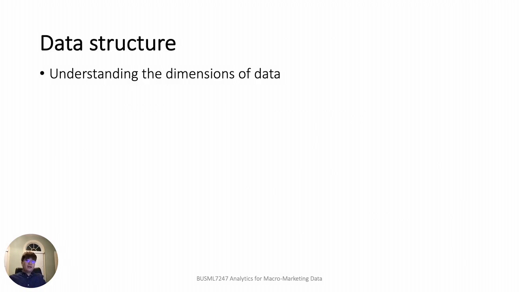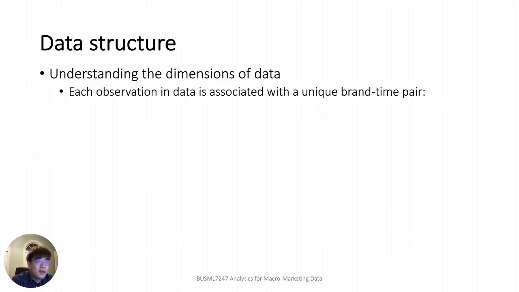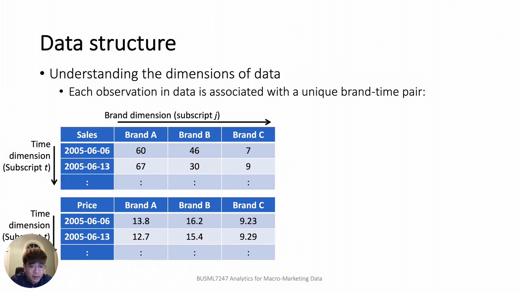For better understanding, let me show the details of the data structure. As I mentioned, the data are two-dimensional, brand and time. So each observation is associated with a unique brand-time pair. That is, there are brands A, B, and C's sales and price data over the weeks in the data. And this table is the conceptual image we have about the data.